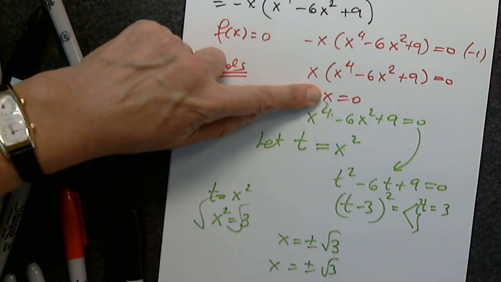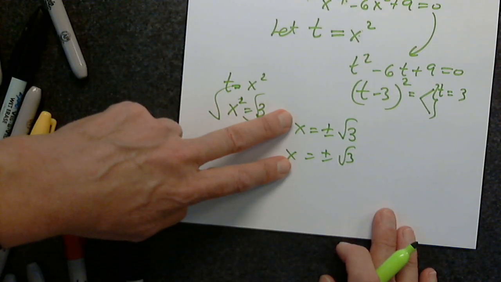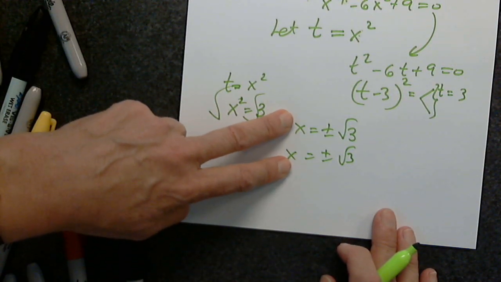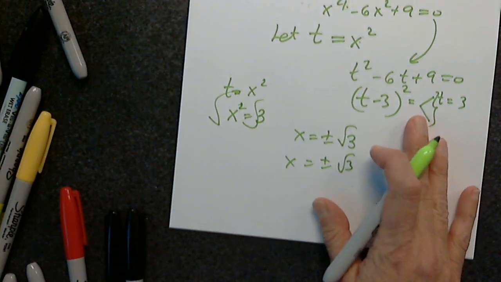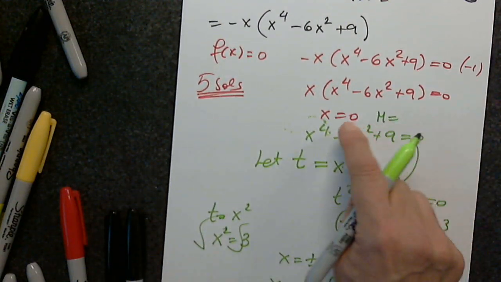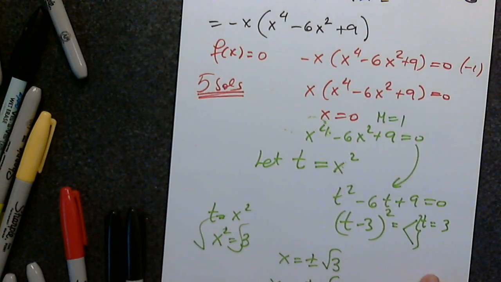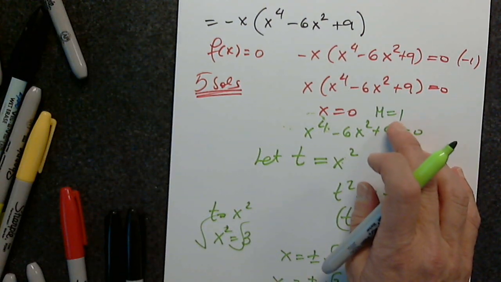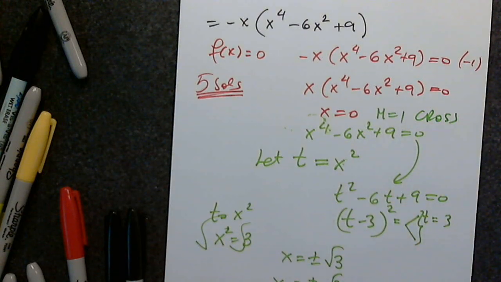So one solution is 0, 2 solutions the square root of 3, and 2 solutions negative the square root of 3. So I go back to the table. First of all, I have to identify the multiplicity of 0. How many times? 1. So I only have one solution, x equals 0. What will the function do at that point? Cross indeed. We don't know if it's up and down, but it must cross.